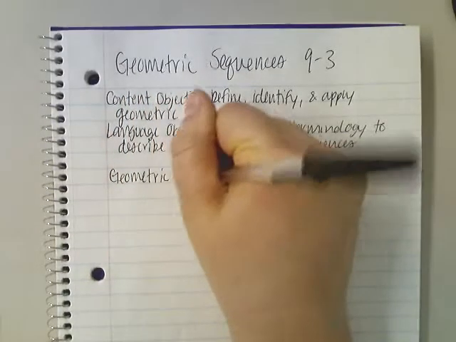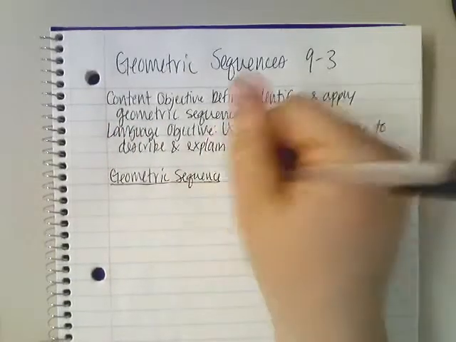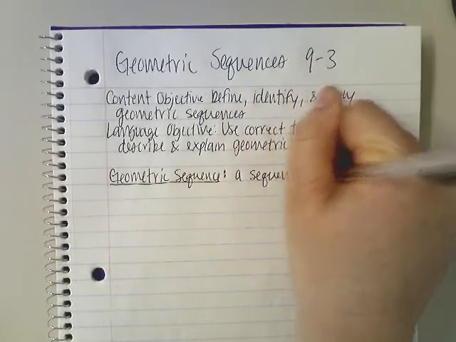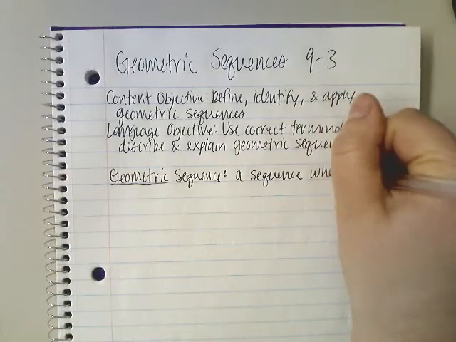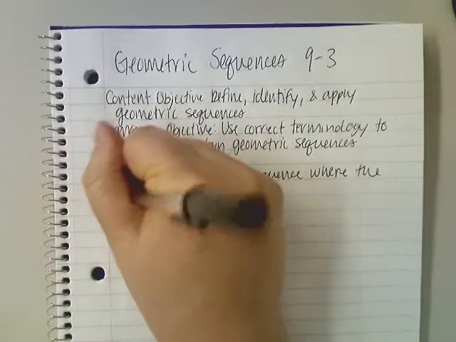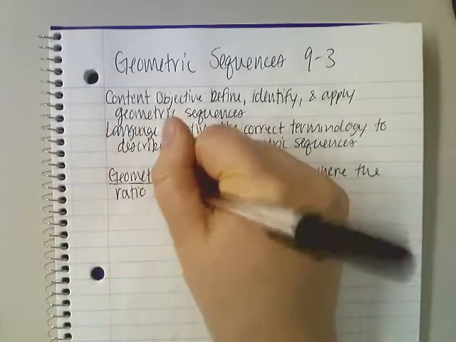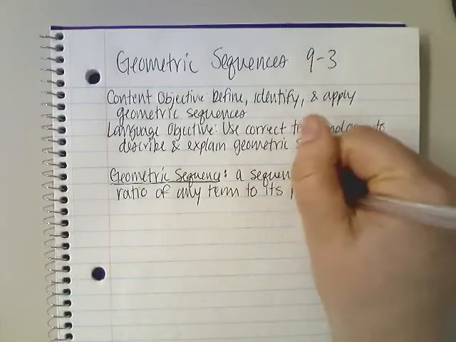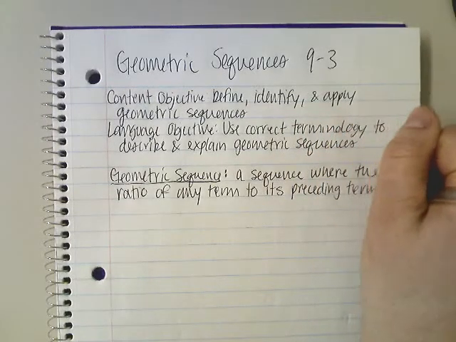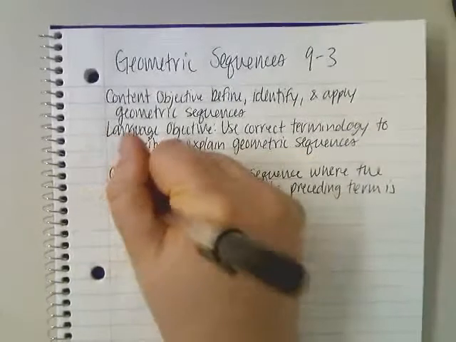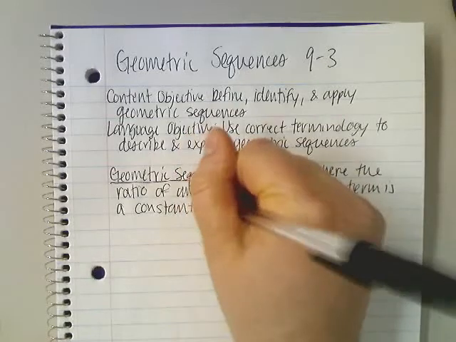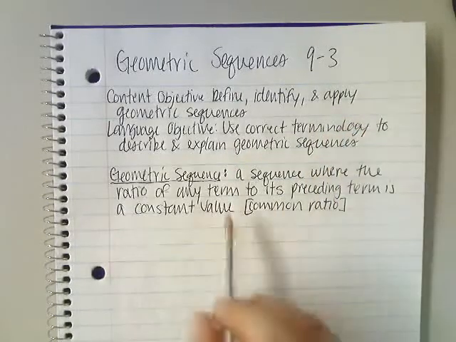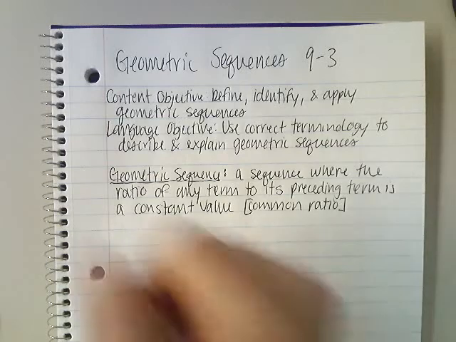I mentioned this briefly in a previous lesson, but a geometric sequence is just like an exponential function, or it's when you're multiplying to get the next term in the list. So a geometric sequence is a sequence where the ratio of any term to its preceding term is a constant value, or as we will refer to it, a common ratio. So that constant value or constant ratio between terms is our common ratio in our geometric sequence.